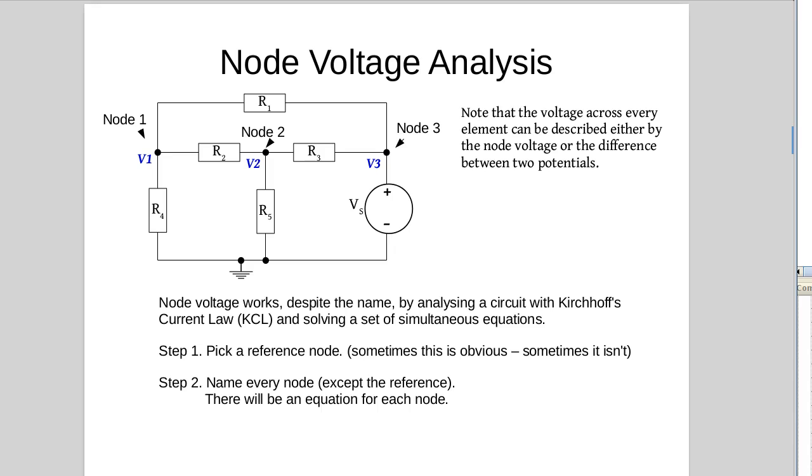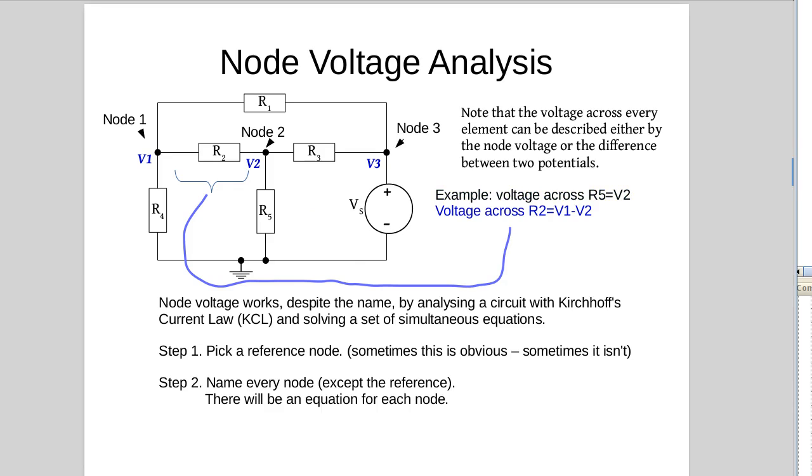Now the voltage across any component in this circuit can be identified by these voltages. So in the case of say R5 or R4, the voltage across R5 there is simply V2, because it's got V2 at the top, 0 at the bottom, so the voltage across it is V2. If we're looking at one of these resistors, then the voltage across that one could be considered V1 minus V2, or it could be considered as V2 minus V1, depending on which way we're looking at it. So we've named every node and we've labelled these ones with voltages.